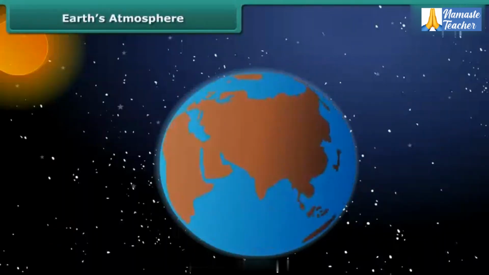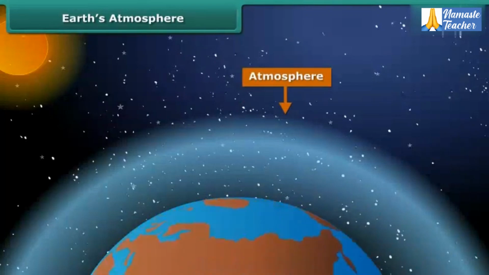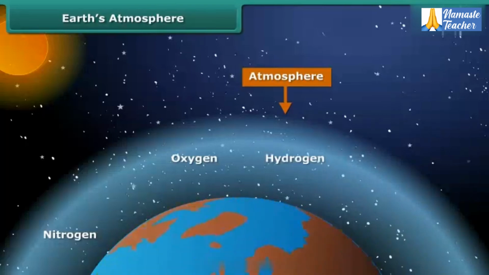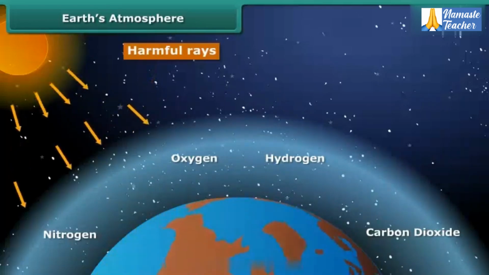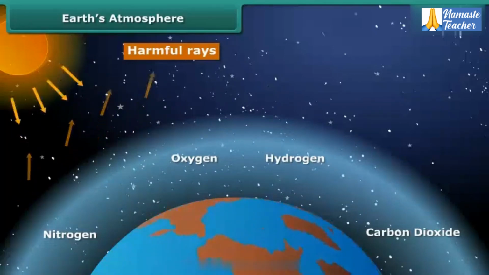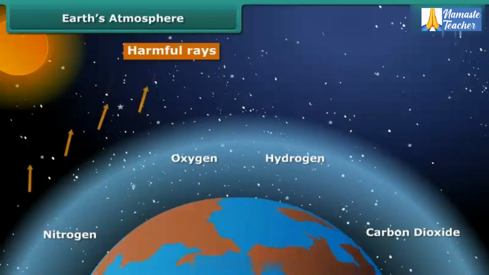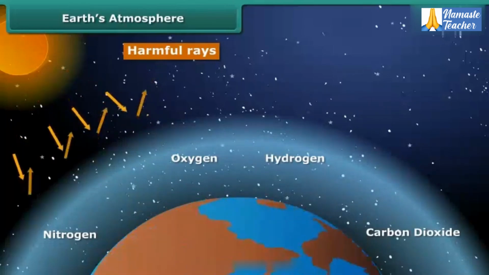Our Earth is surrounded with a blanket of several gases called the atmosphere. This atmosphere contains mainly nitrogen, oxygen, hydrogen, and carbon dioxide, along with some other gases. The atmosphere protects us from some harmful rays that can come from the sun. It plays a very important role in regulating the temperature of Earth in order to sustain life on it.